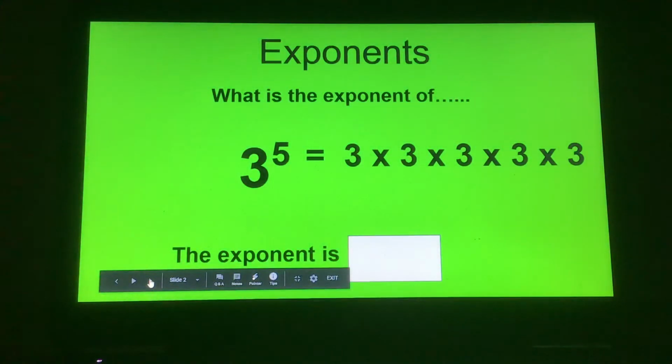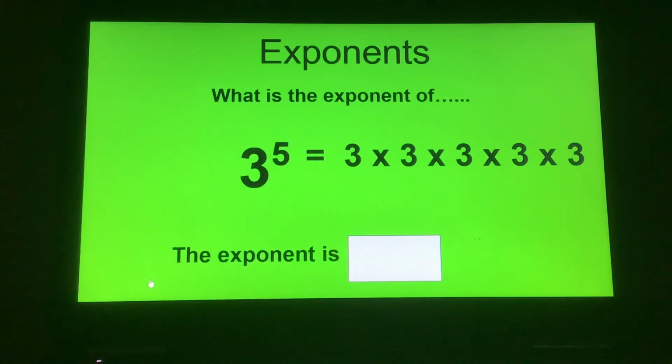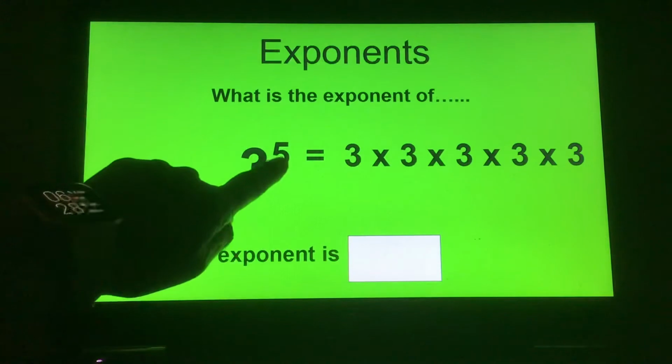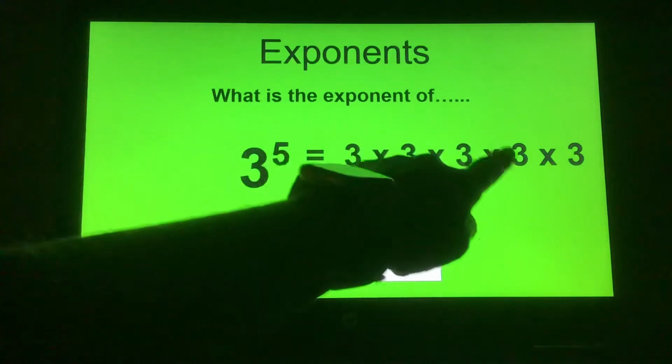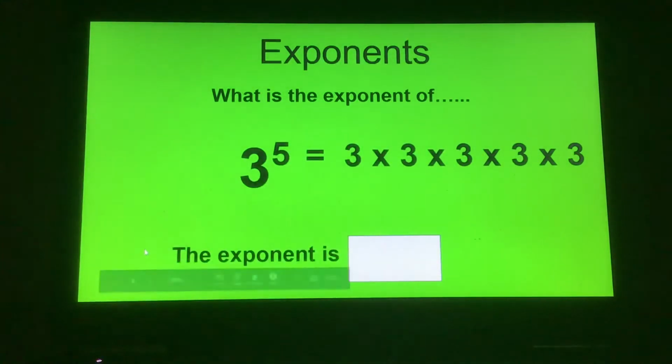Exponents. What is the exponent of 3 to the 5th power? So the exponent would be the 5. So you would just put your answer there. 1, 2, 3, 4, 5 times 3 is being multiplied.